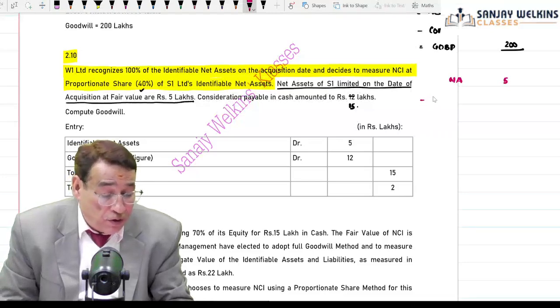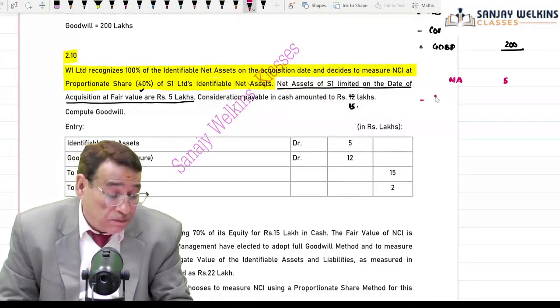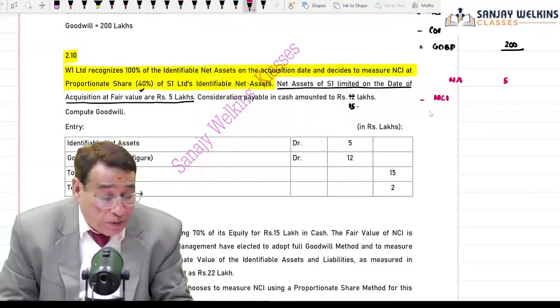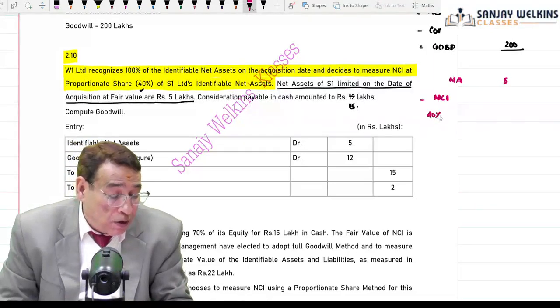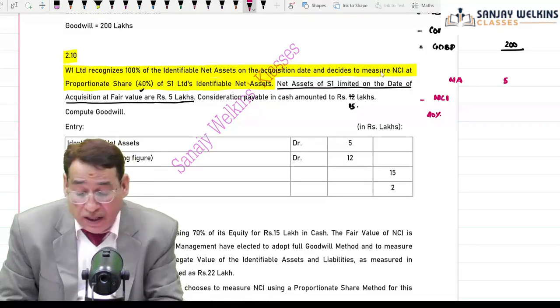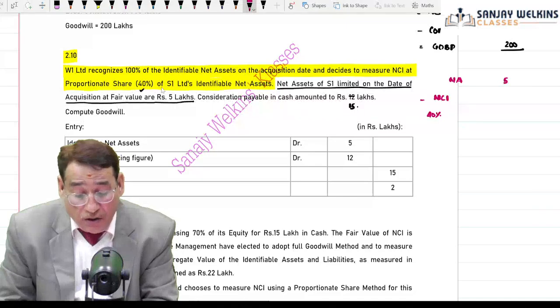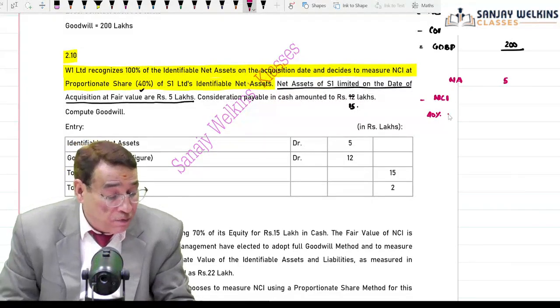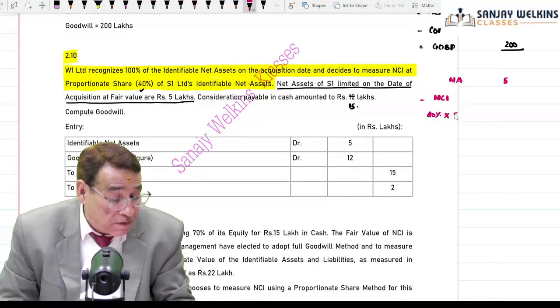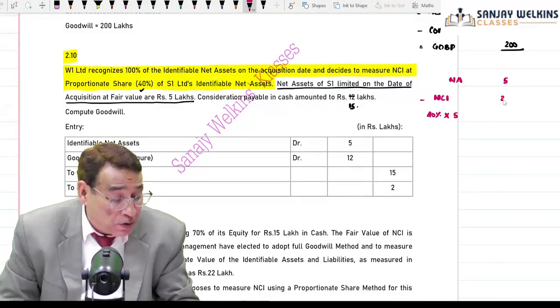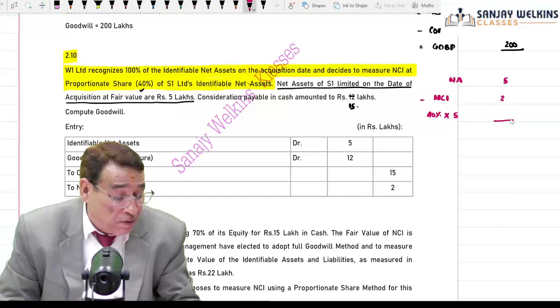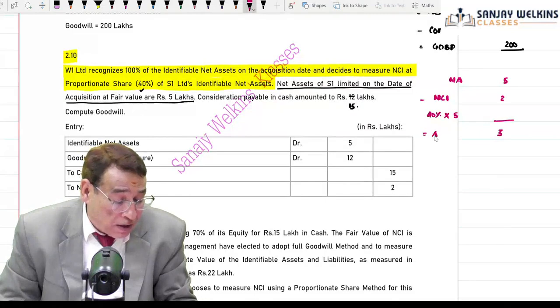And if I am going to compute NCI, now NCI on PSNA basis I am going to compute 40%, because it is given in the question, decide to measure NCI, and given that 40% stake on the proportionate to identifiable assets. So 40% of identifiable assets, which is 5 lakh, is equal to 2 lakh. NCI on PSNA basis will be equal to 2 lakh. So acquirer share will come to 3 lakh.